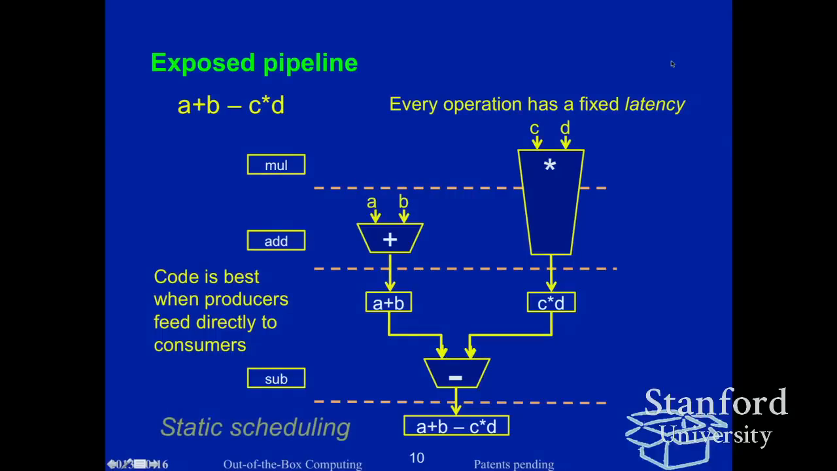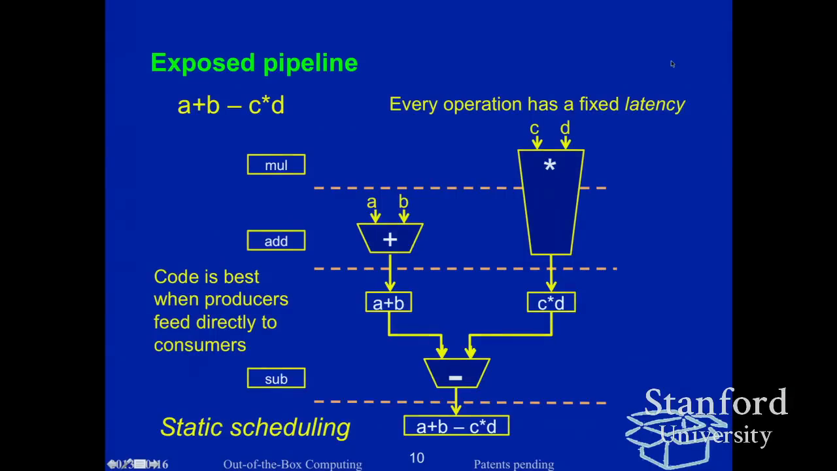So what we really want is that the multiply starts early because it takes longer, then the add, and then both results come out at the same time. They retire, which is the term for the operation completing, and the results go down to be available for the subtract, and we have a final result. This mechanism is called static scheduling with an exposed pipeline. The Mill works that way.